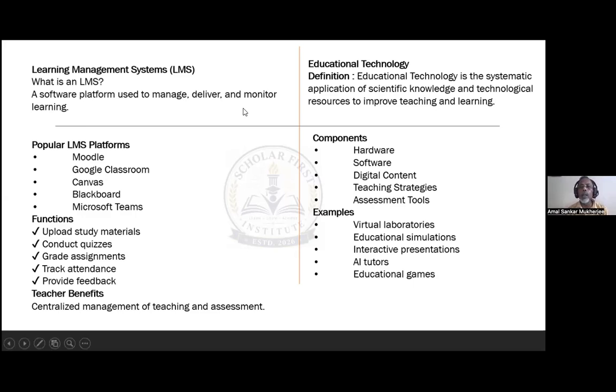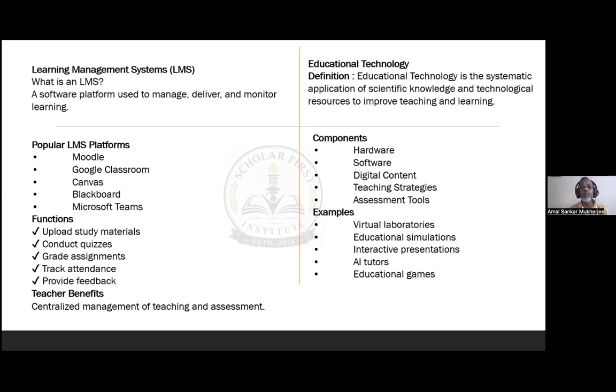Now come on to educational technology. The term is already known to everybody, but precisely we have to know the definition, the components, and examples for the educational technology process. So definition we can give: educational technology is the systematic application of scientific knowledge and technological resources to improve teaching and learning.